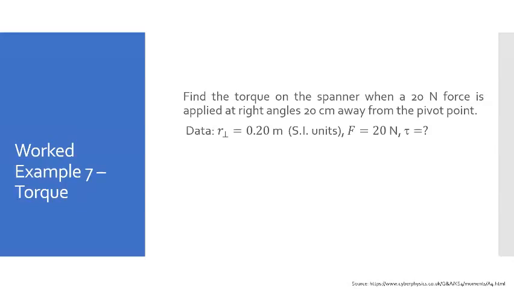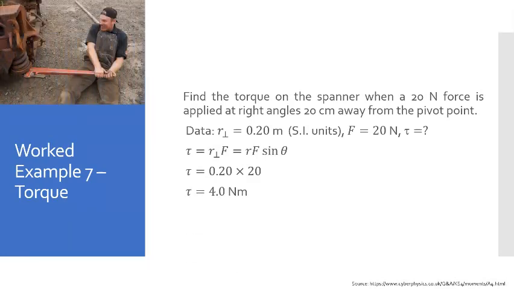torque. Now, the Greek letter tau is a small letter, and it looks a little bit like a T with a curly tail, and it's pronounced tau. And we use the formula tau equals r perpendicular F, which also equals rF sine theta. In this case, it's right angles, so sine of 90 degrees is 1, and we simply substitute 0.2 times 20 to get 4 Newton meters. And there's the man with the giant spanner applying a torque of 4 Newton meters.